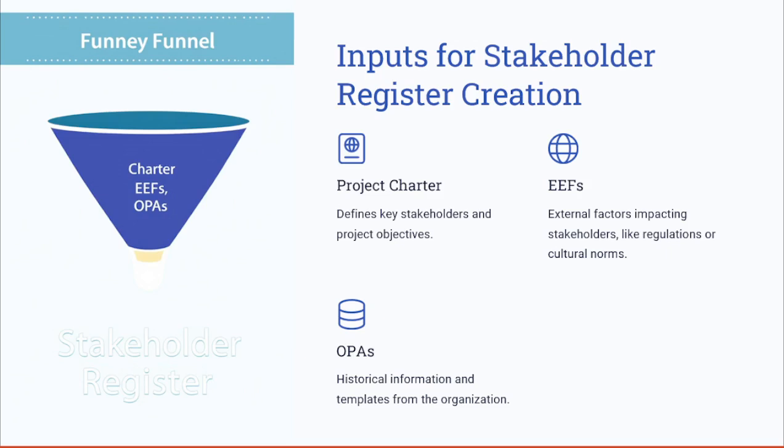The enterprise environmental factors, or EEFs, include external influences like regulations or cultural norms that can affect the stakeholders. The organizational process assets, or OPAs, provide valuable historical data, lessons learned, and templates to streamline the process of stakeholder identification.